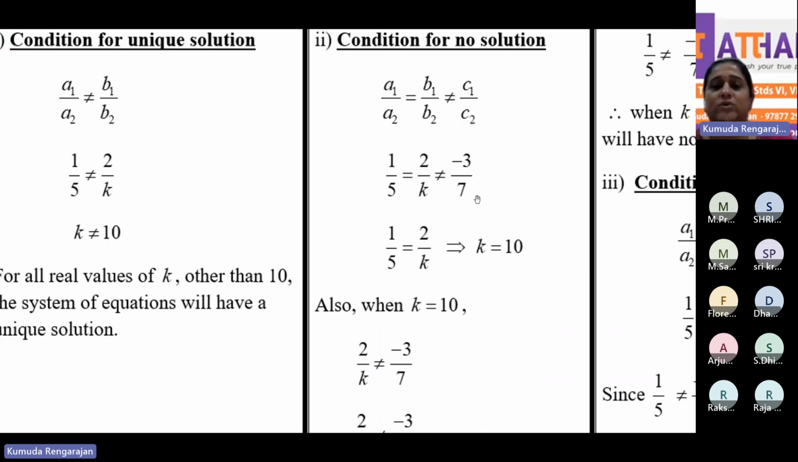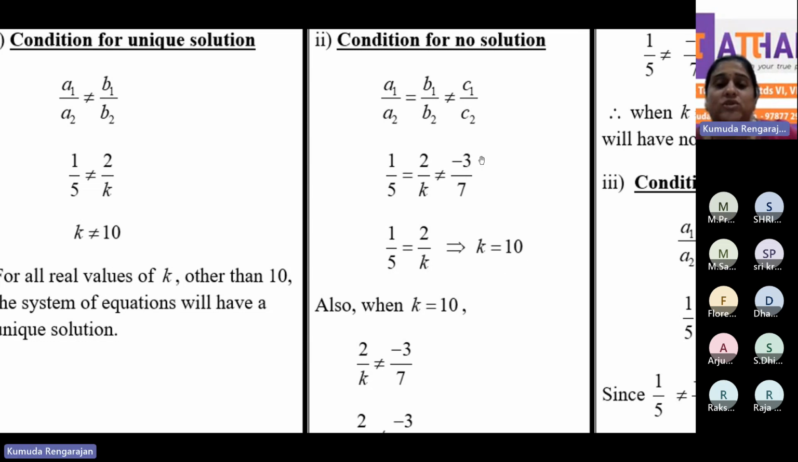Now substitute the values. Substitute whatever is given. When you substitute, you cannot work everything at a time. So work 1 by 5 is equal to 2 by K. When you cross multiply, what do you get? K is equal to 10.